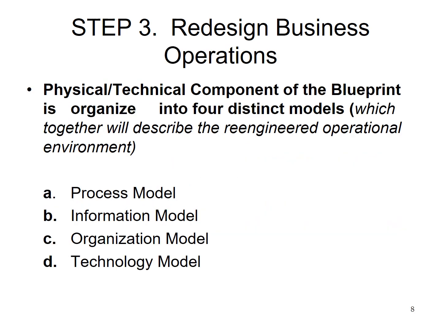Okay, so in this physical technical component, it is organized into 4 distinct models. Previously what we have learned is we have 3 dimensions, if you still remember: the process, organization, and technology. But here we have added one more, the information model. All right, process, information, organization, and technology.